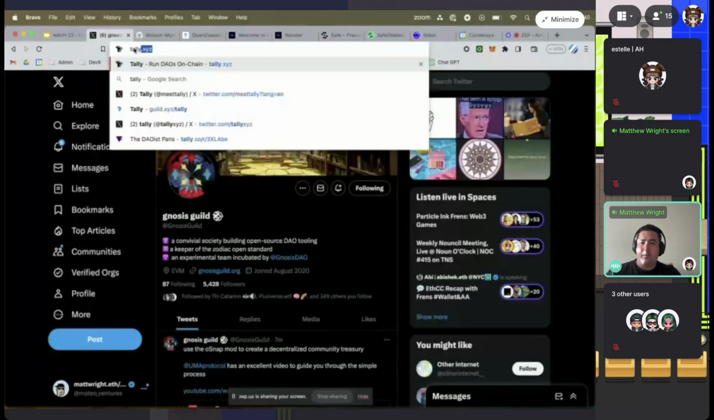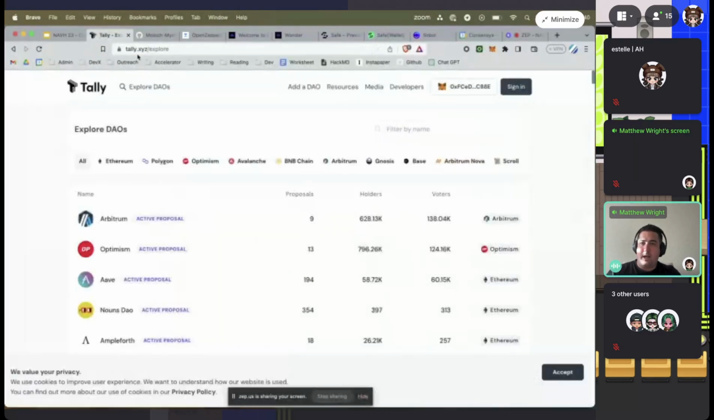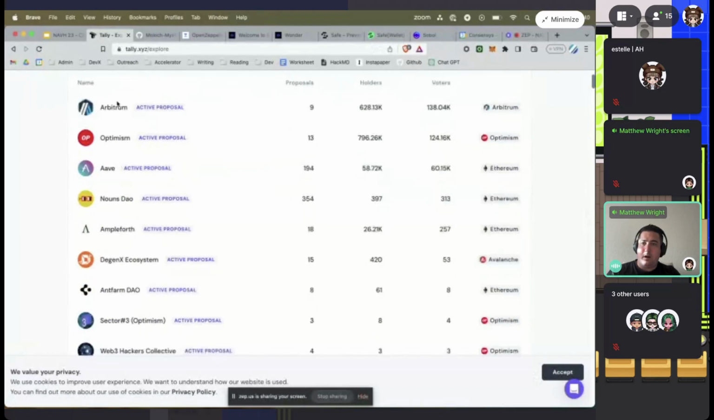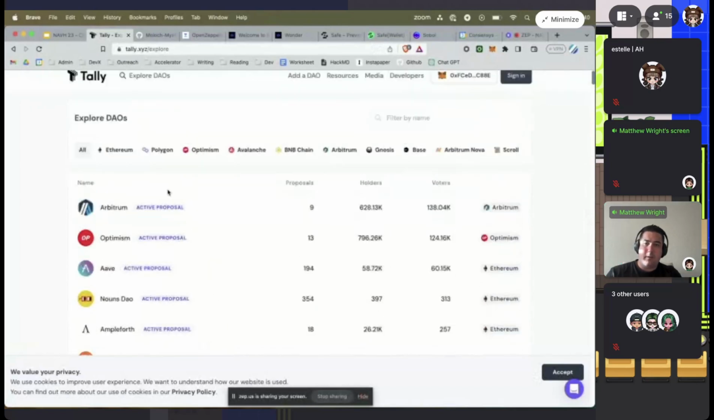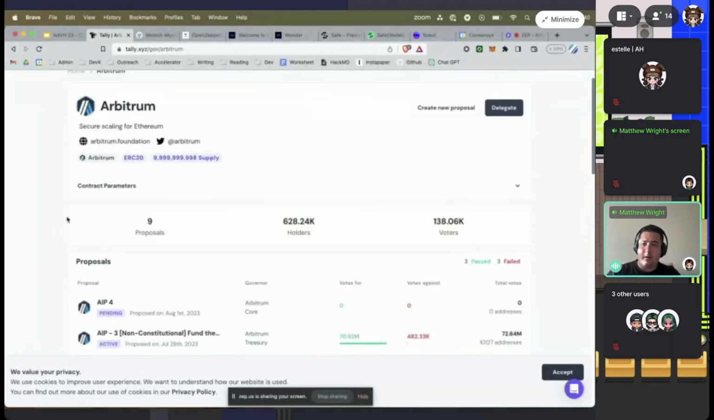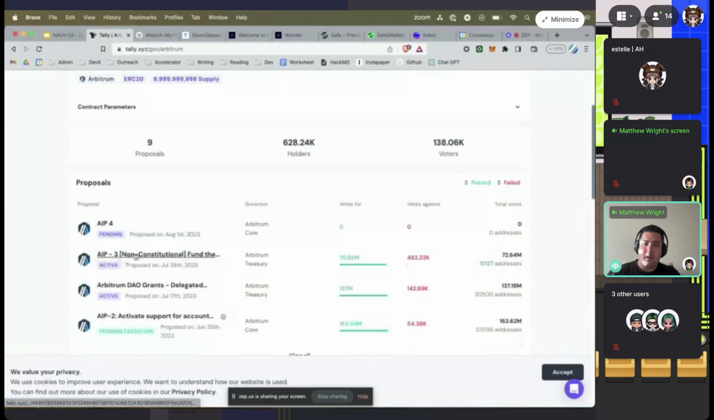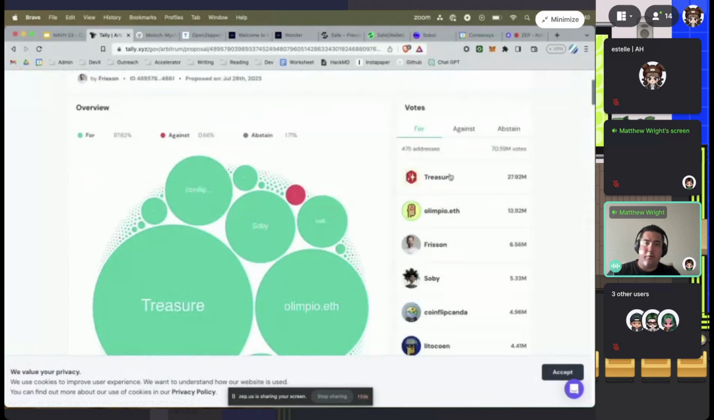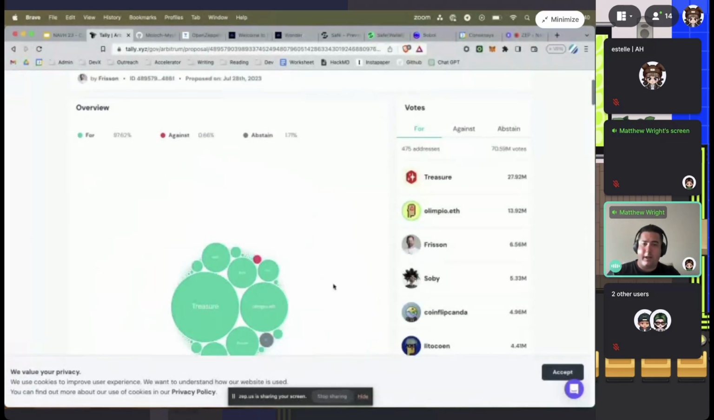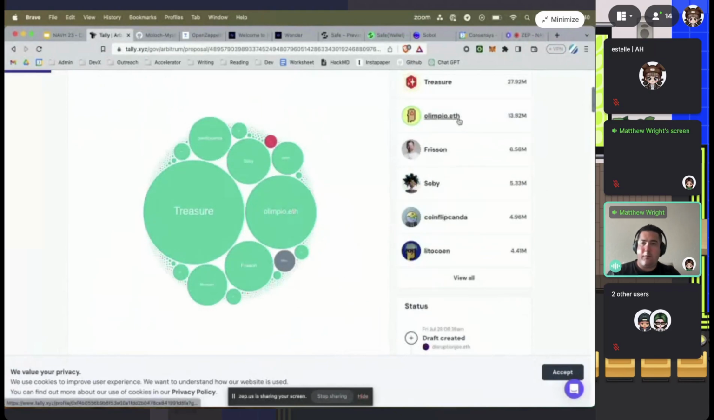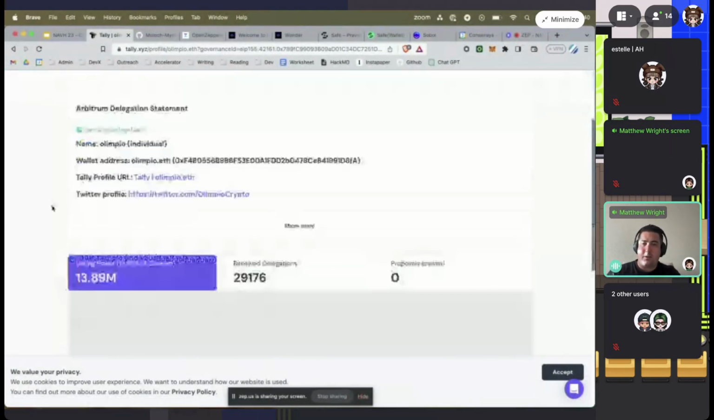If you want to see all the DAOs, you can go to tally.xyz and see how they're doing governance. Arbitrum is the largest DAO by AUM on chain right now. You can see all the proposals people are pushing on chain, how many addresses are voting for or against certain proposals, and who has the majority of stakeholdership. There's even certain folks whose actual profiles you can follow and see how much they're participating in governance.